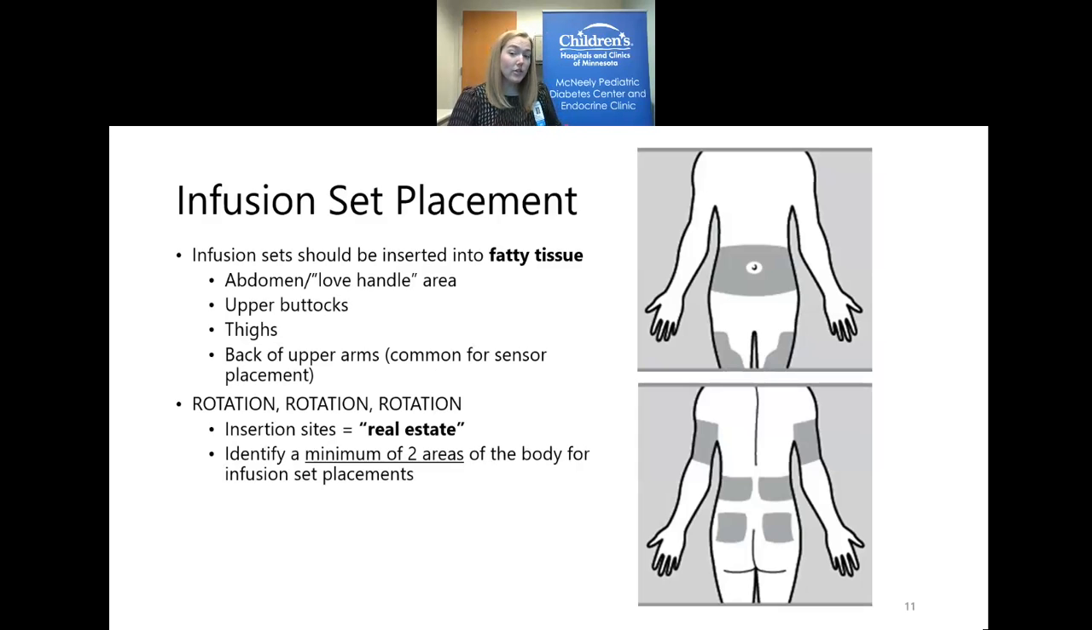Within each of those locations, you also should be rotating. So let's say you're using your belly. If you're using the left side of your belly button, you can go in a clockwise fashion. You can use that same portion of your belly for a couple sites in a row, as long as you're rotating within that location. For your arm, you can go down and up. Do whatever you need to do, but rotation. And again, we're preventing site irritation, infection, and lipohypertrophy.